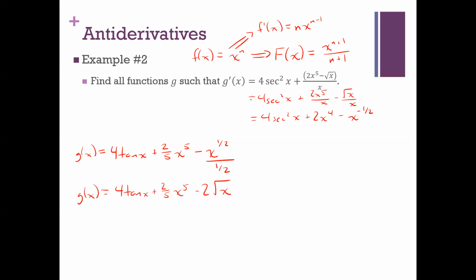All right, are we good with this? I'm not. One thing we have to look out for is that there's inherent ambiguity when you're taking antiderivatives. Are we good with this now? Any questions on how we got here?